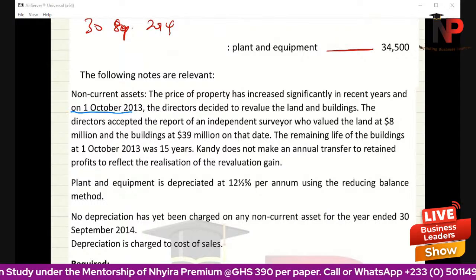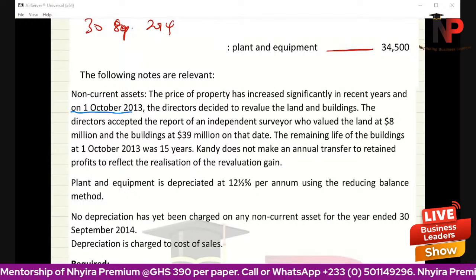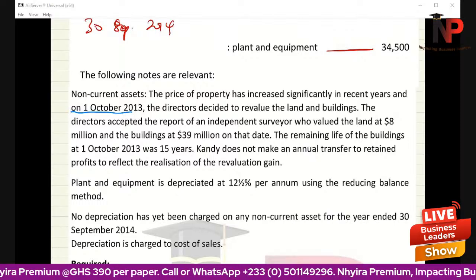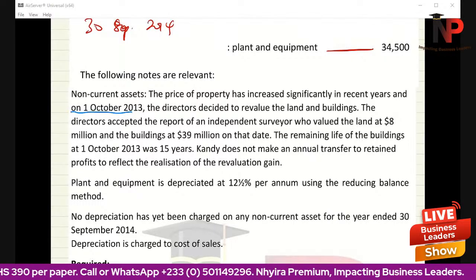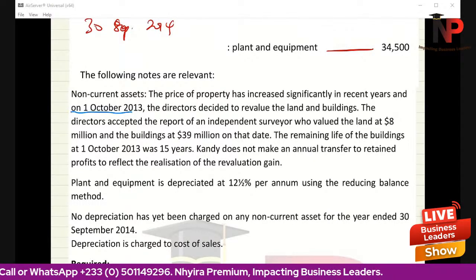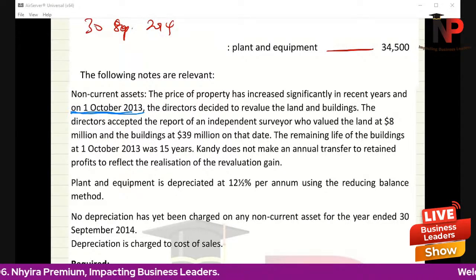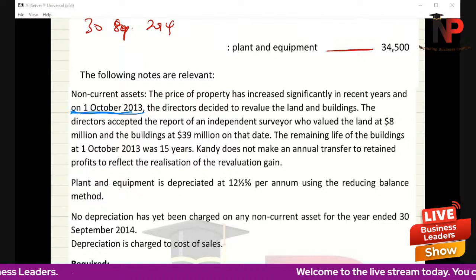So be careful here. When is the revaluation occurring? At the beginning of the year. Okay, the revaluation is occurring at the beginning of the year because that is 1st October 2013. So the revaluation is occurring at the beginning of the year.